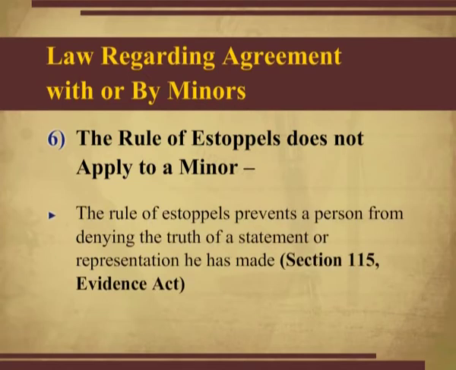The rule of estoppel basically prevents a person from denying the truth of a statement or representation he has made, as per Section 115 of the Evidence Act. However, the rule of estoppel does not apply to a minor who falsely impersonates a major and thereby induces another person to enter into an agreement with him. In this regard, if the aggrieved party proceeds to take action against such minor, the minor can take the plea that being a minor, he should not be held liable. In short, the minor here is not estopped from pleading his minority.